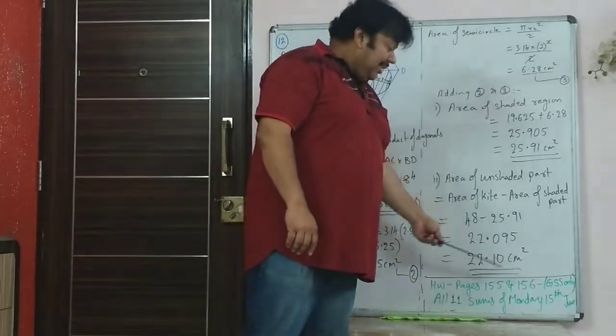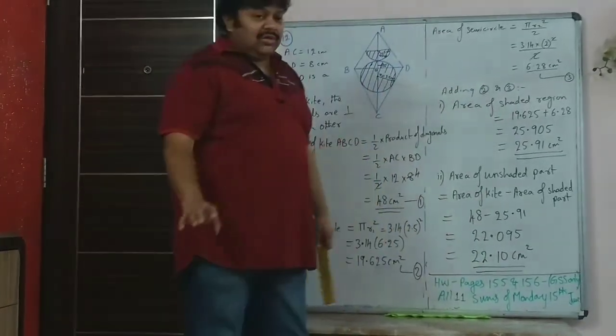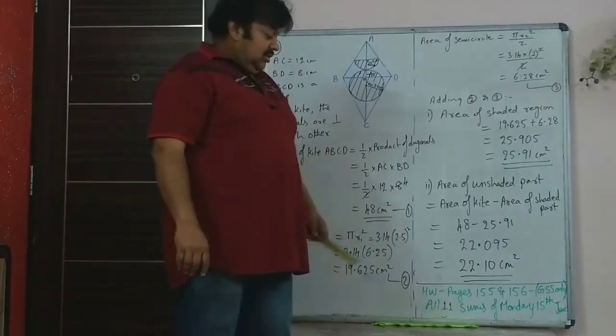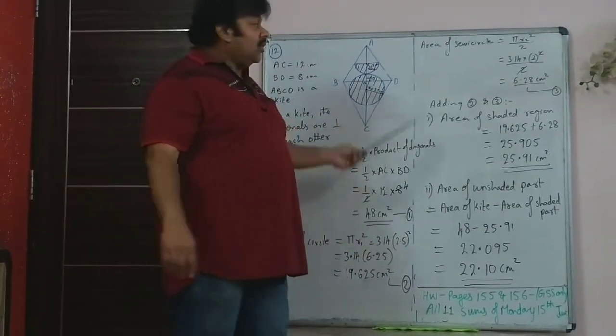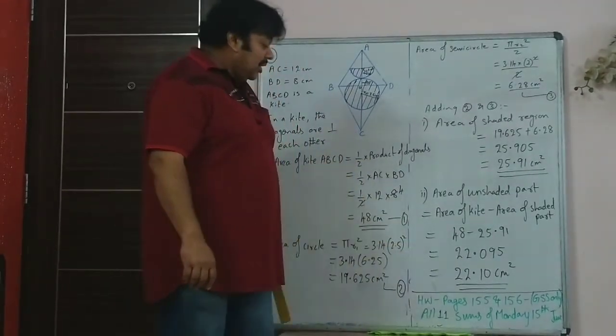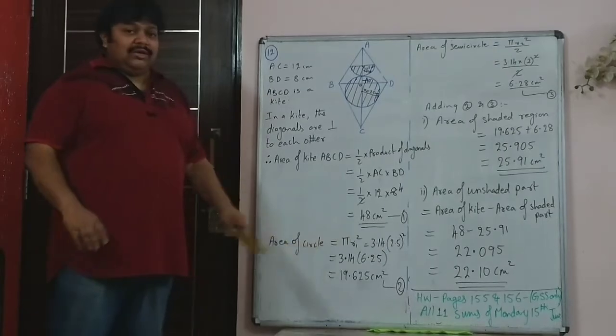But Gopal Sharma students, all the 11 sums on page 155 and 156 of the Anish tutorial book, circles homework, that is for Monday. Finish it by Monday 15 June, all the 11 sums.